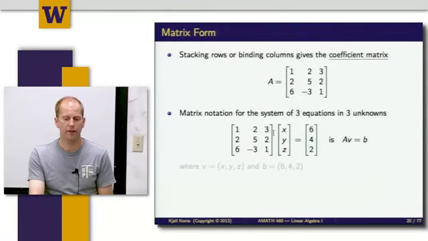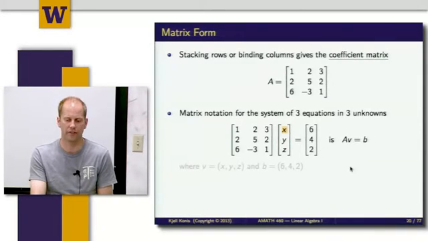And so you can recover pretty easily the row picture here. I just have 1, 2, 3 dot xyz equals 6. That's going to give me the first equation. And I can repeat that for the second or the third row. Or I can say x times 1, 2, 6 plus y times 2, 5, negative 3 plus z times 3, 2, 1 equals 6, 4, 2. And that gives me the column picture of the problem.